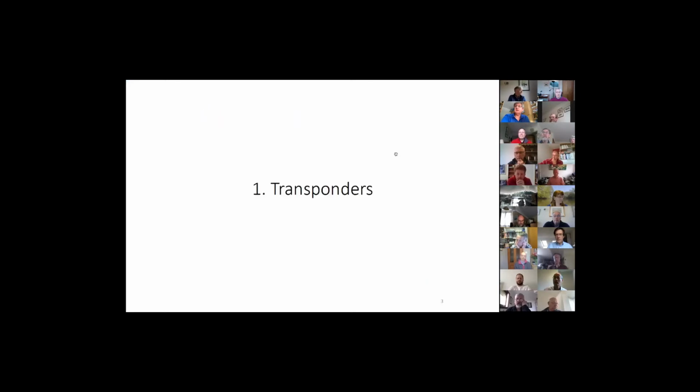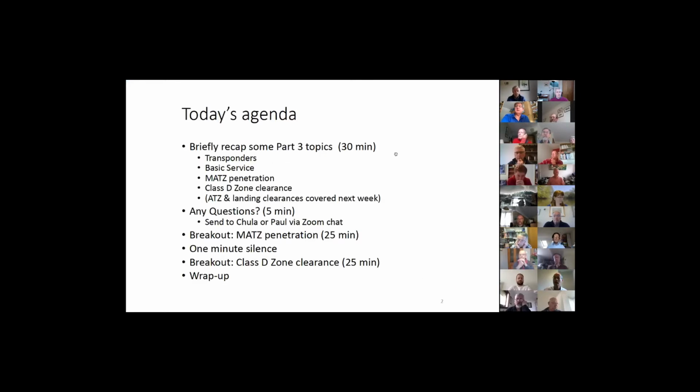Okay, today's agenda. So we're going to briefly recap some of the part 3 topics. I'm not really going to say very much more than what's been in the material you've already studied. We're going to do that for hopefully 30 minutes maximum. Topics we're just going to touch on are transponders, a little bit about basic service and the other kinds of service that you might expect to get, MATS penetration, and Class D zone clearance. The last topic in the part 3 lecture that you've already looked at was ATZs and landing clearances.